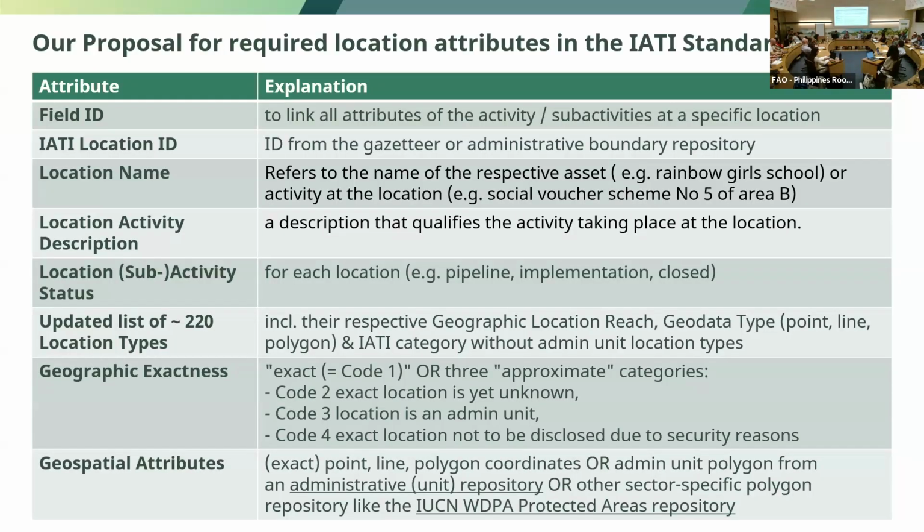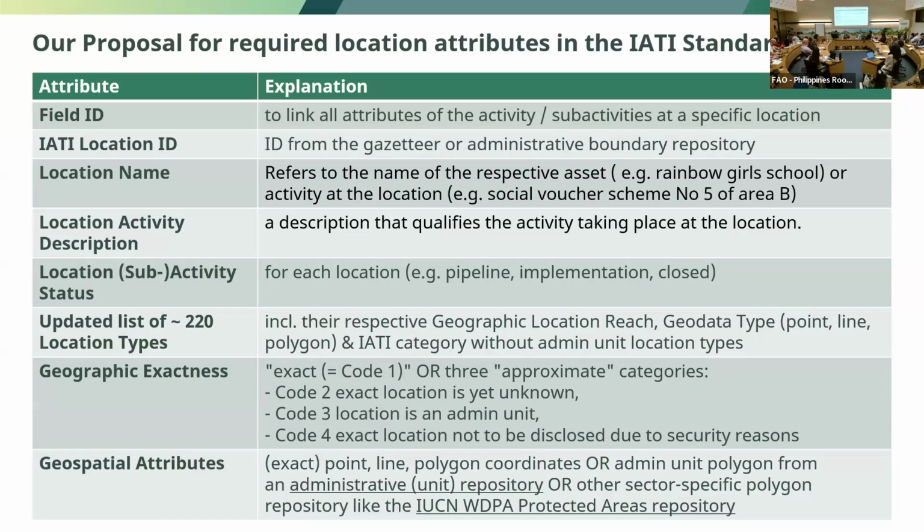So now what is this? Actually, I tried to animate this, but it didn't work. So now I have to overwhelm you with this table. What exists already in IATI is the IATI location ID, which links to a repository, in most cases to GeoNames or ISO codes of the administrative boundaries. But as I mentioned, it has no relationship to the project identifier in IATI, to the project ID.